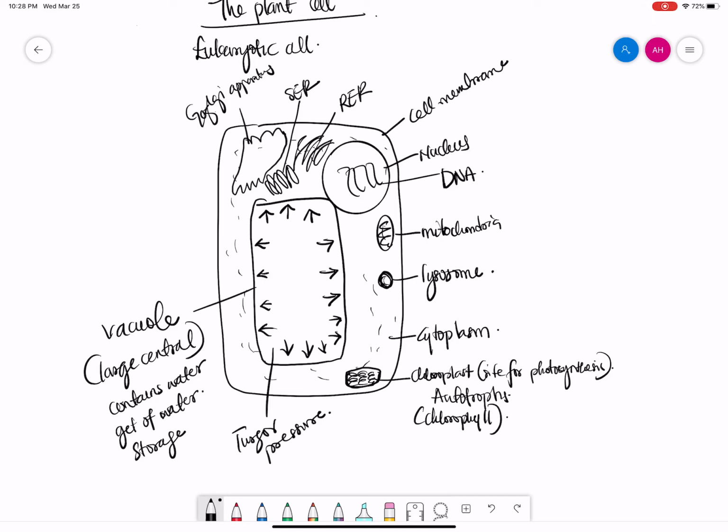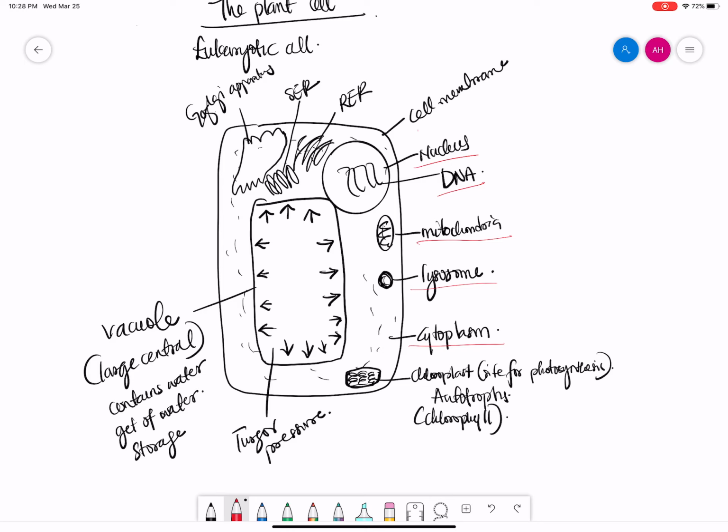Okay, here is a plant cell, and there's a lot going on here, but just as a reminder, remember some of the parts of the animal cell or the generalized eukaryotic cell that I drew earlier. We have the nucleus, which contains DNA, we have the mitochondria, which powers the cell, we have the lysosome, which is important for digestion, we have cytoplasm, which contains all of the innards of the cell.